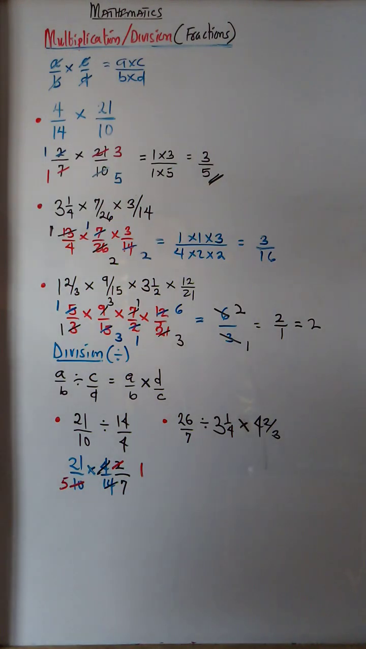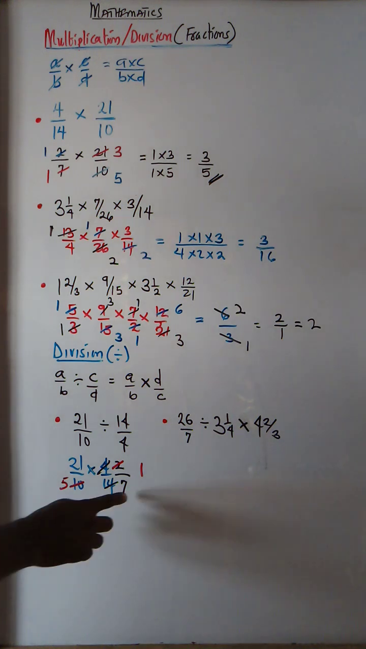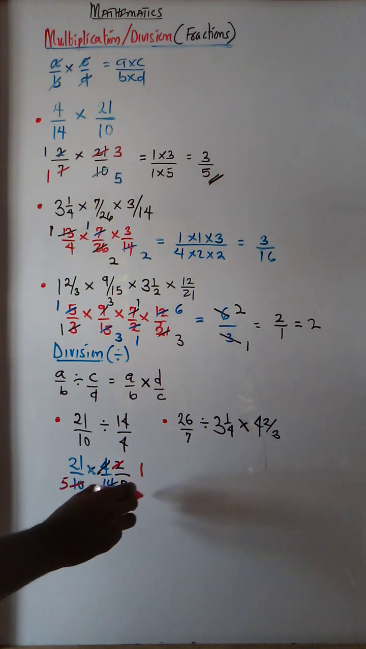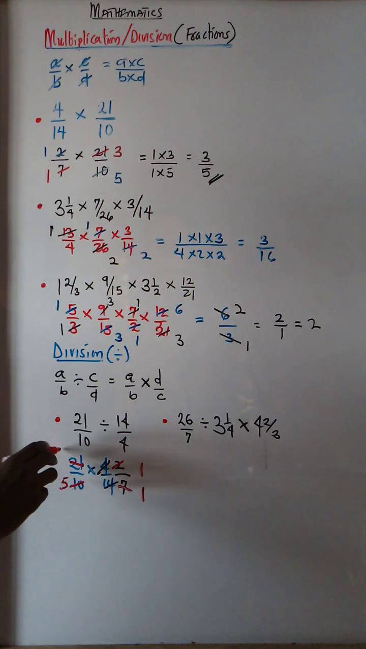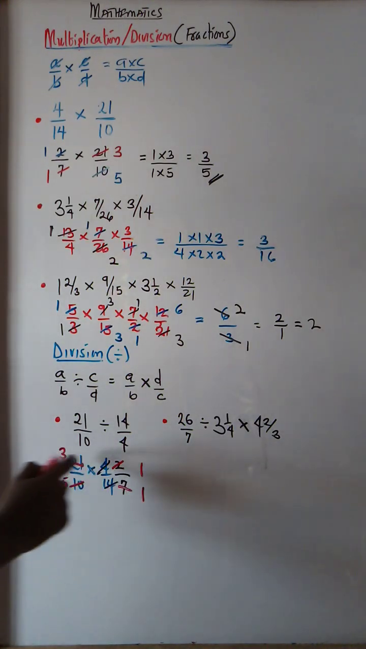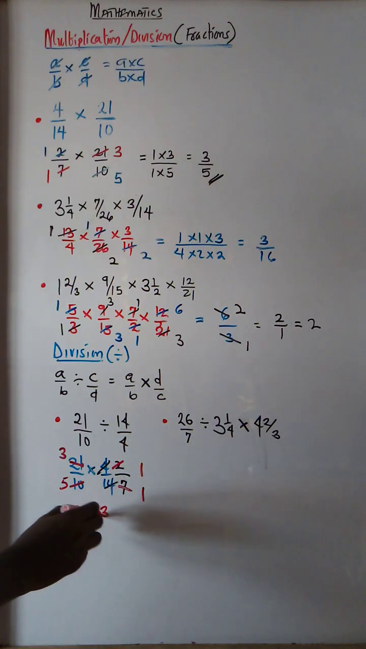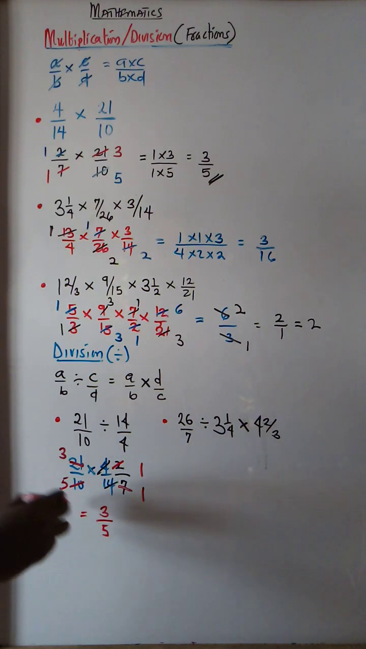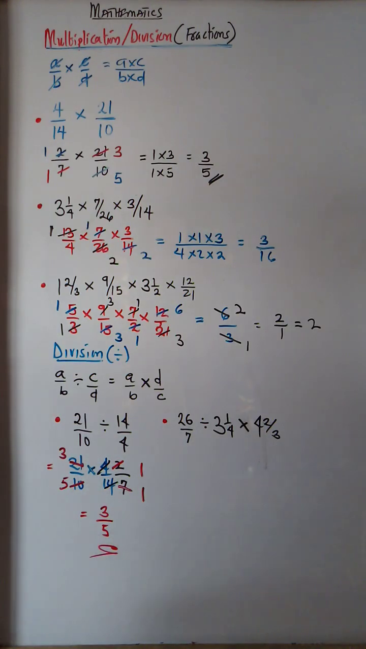What is still common again? Something common? Yes. 7 and 21. So you can say 7 here 1, 7 here 3. So when you check the numerator, we have only 3 and 1. 3 times 1 is 3. 5 times 1 is 5. So the final answer is 3 over 5.